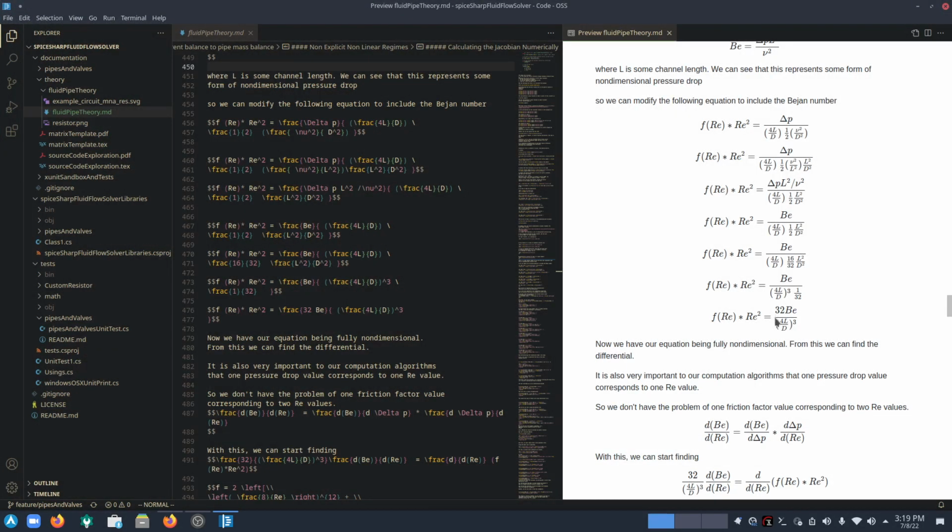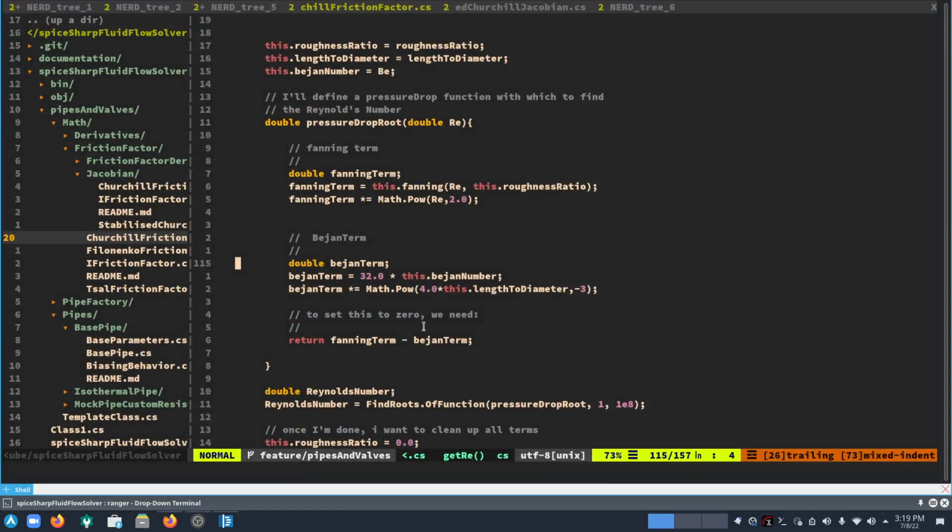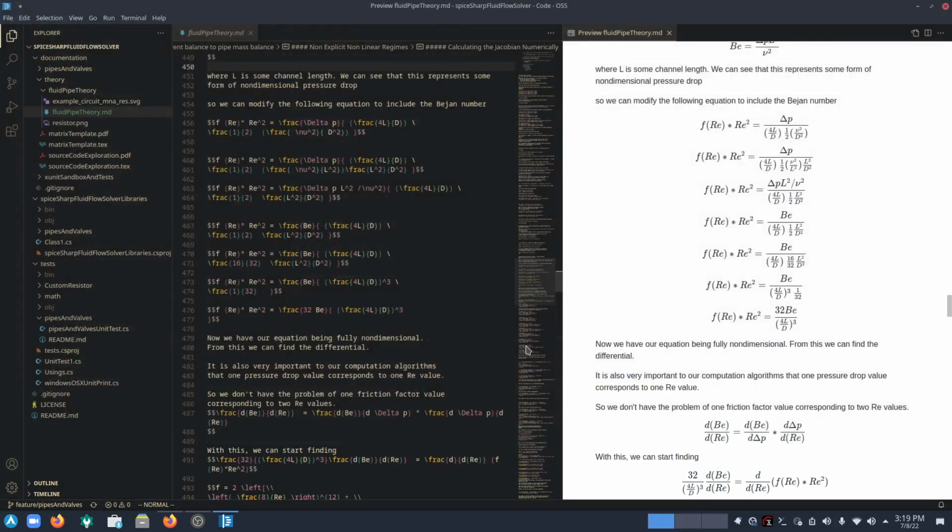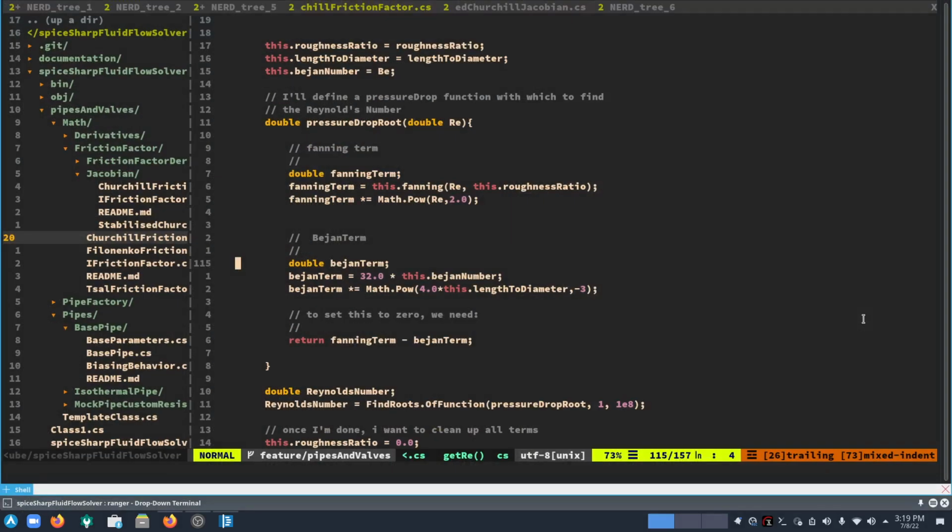So I'm basically making it such that the Fanning term minus the Bijon term, I want to equate to 0. This is the Fanning term, this is the Bijon term. I want to subtract both sides by this, and then on the right hand side it should be a 0. So when that equation is 0, I'm essentially finding the roots. So this is the pressure drop root function, and over here I have the Fanning term right here.